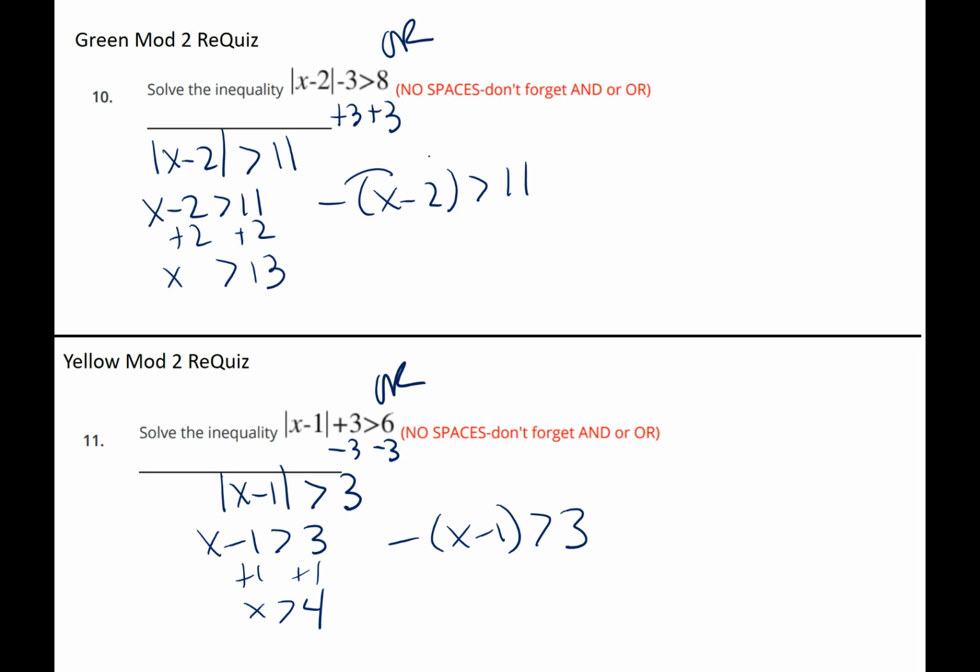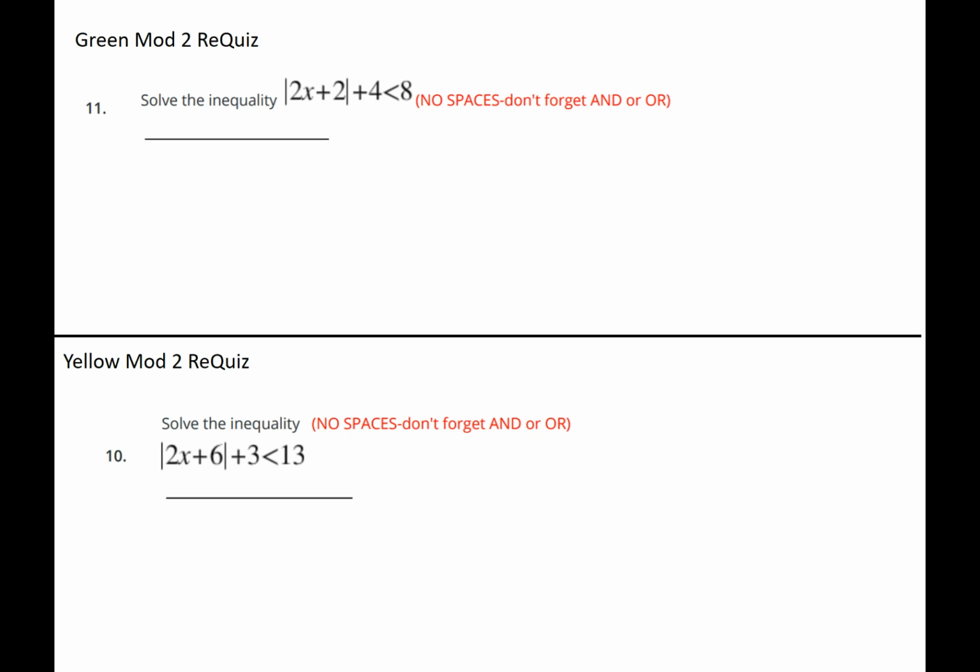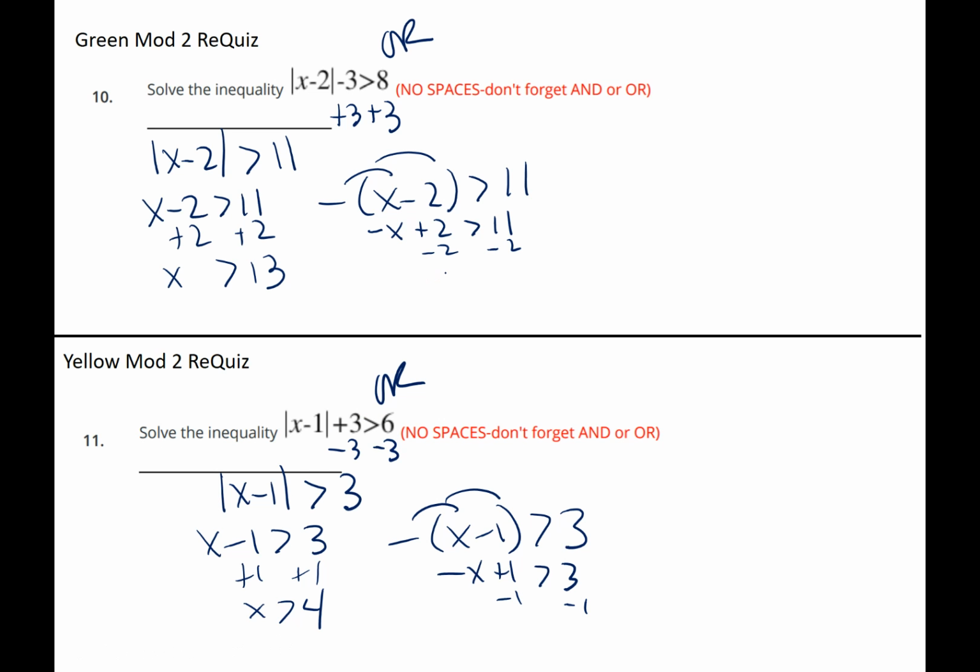We're going to distribute this in and this in, and we'd get negative x plus 2 is greater than 11, and negative x plus 1 is greater than 3. And then subtract the 2, and subtract the 1, and we'd end up with negative x is greater than 9, and this one would be negative x is greater than 2. Then we divide by negative, we flip the inequality sign and we get a negative 9 and a negative 2, and you stick the word or in between it.